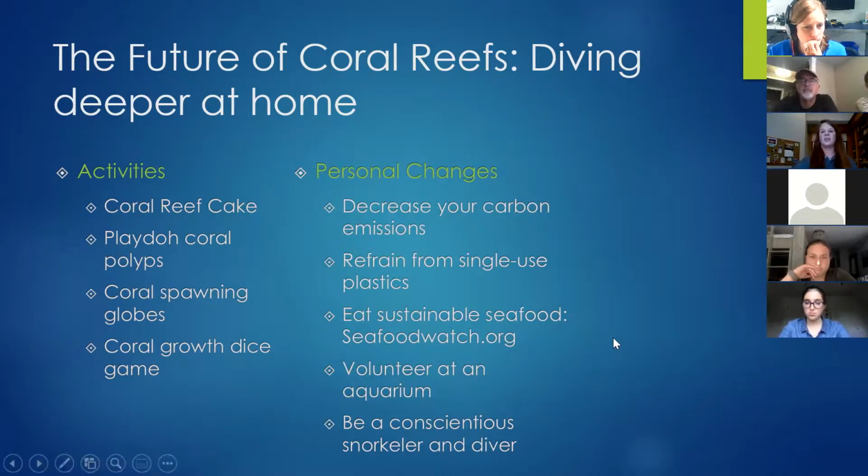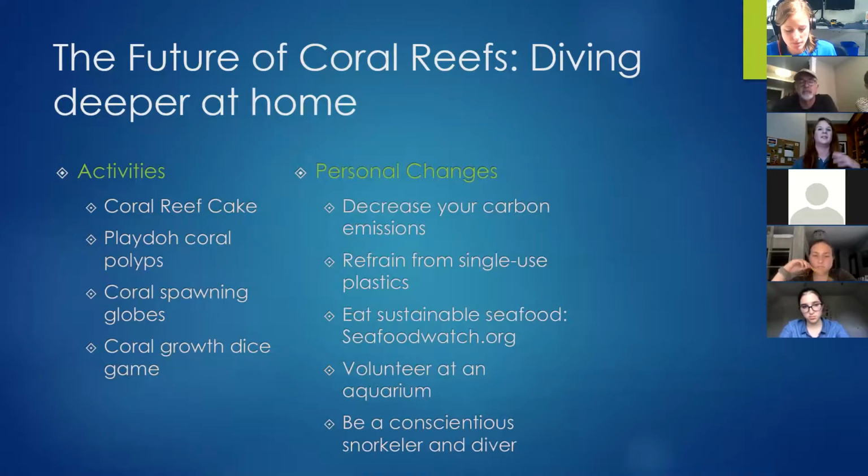You can eat sustainable seafood. This is going to help with your over-harvesting issue. And if you go to seafoodwatch.org, it's a great resource for seafood that is good to eat and seafood you should avoid.